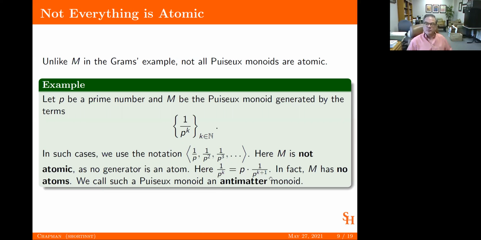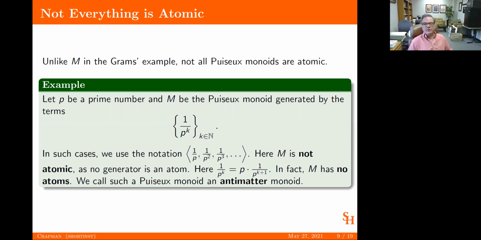So again, you're using addition here. In fact, M has no atoms. It takes a little bit more argument to show this, but not a lot more. So this is what I'm going to call an antimatter monoid. It's a commutative cancellative monoid with no atomic elements at all. So obviously with no atoms, it can't be atomic.